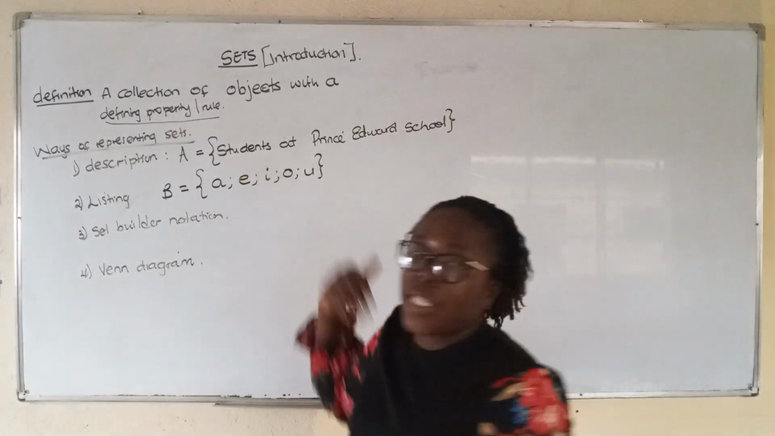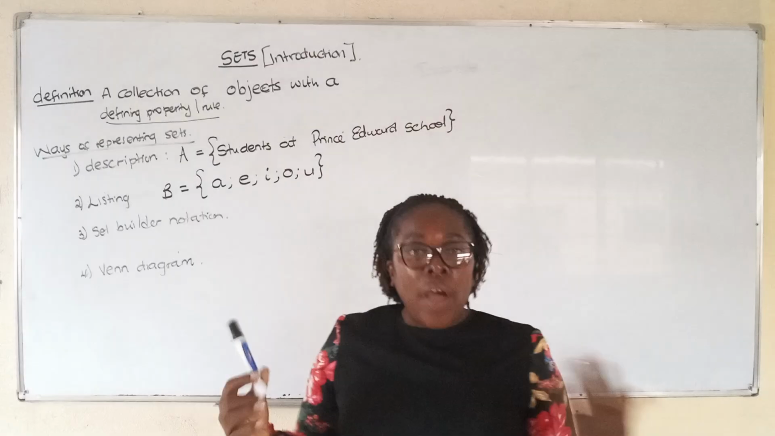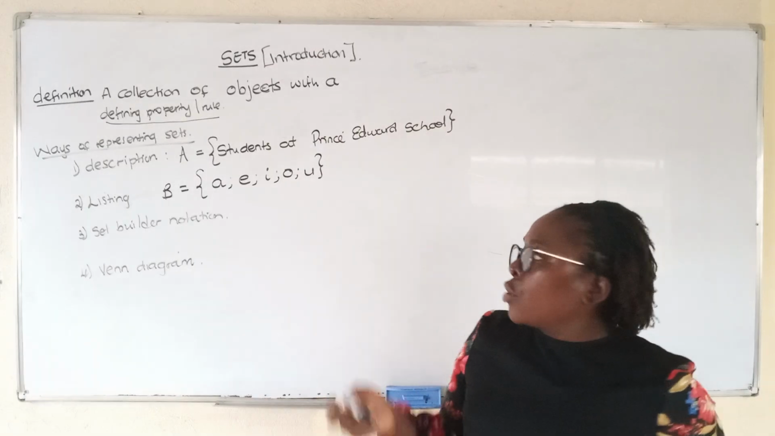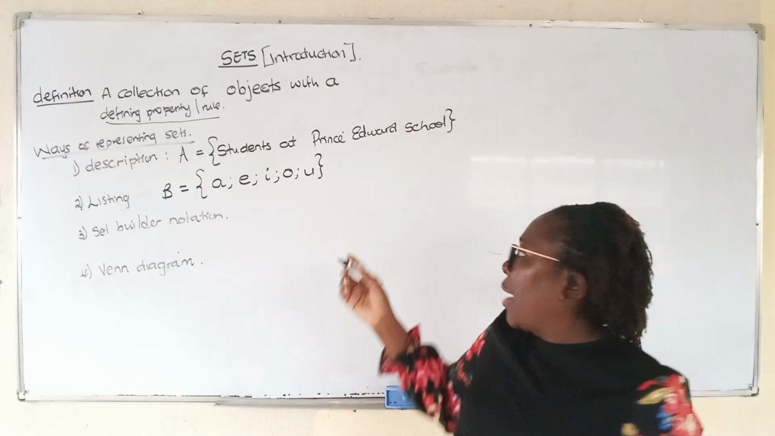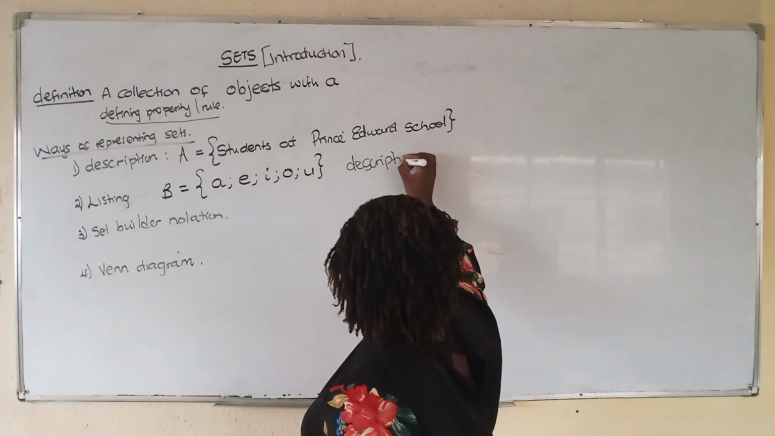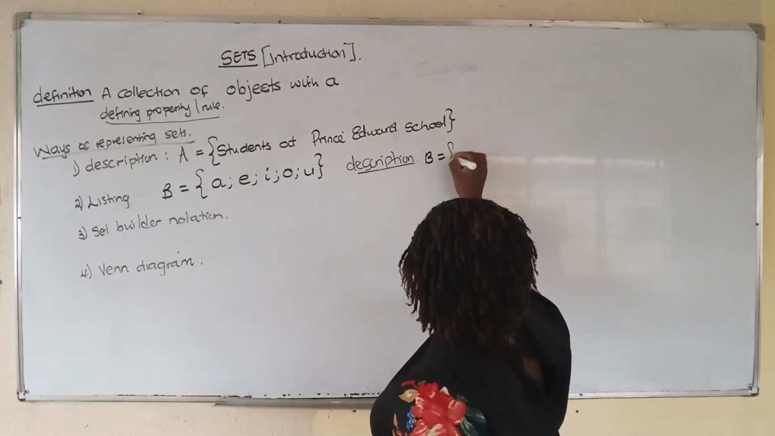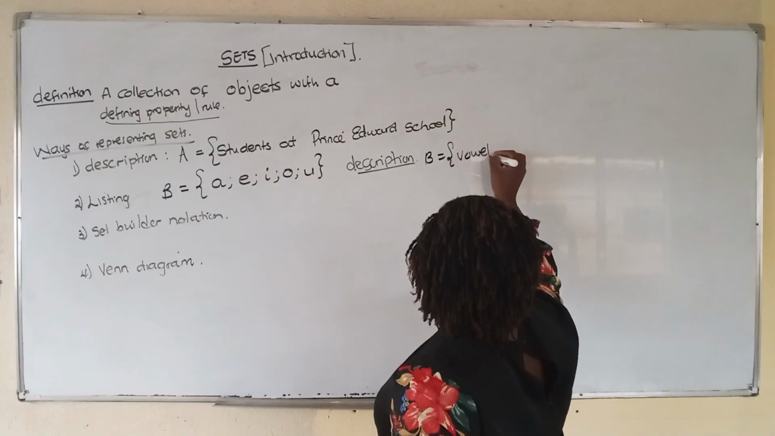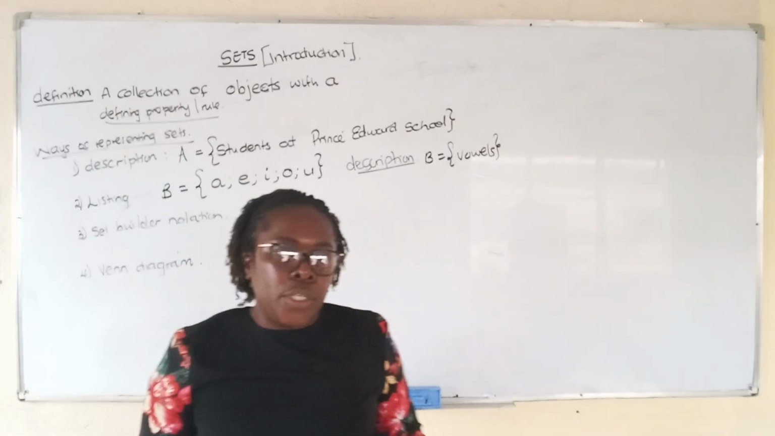So if we were to describe this set, we're going to say B is the set of vowels. We'll write the word vowels. So a description against listing is this way. Maybe I can put a description for this set so that you can understand it better. A description, we are saying B is equal to the set of vowels. So in this way, we have given a description.